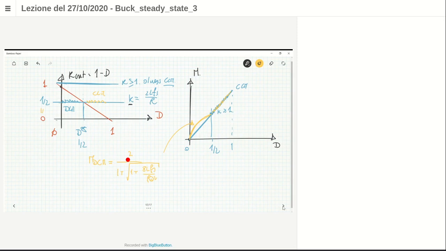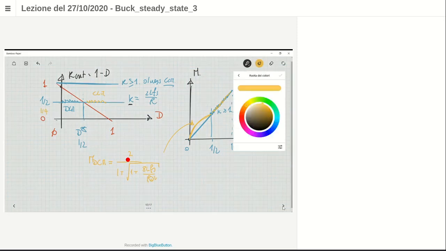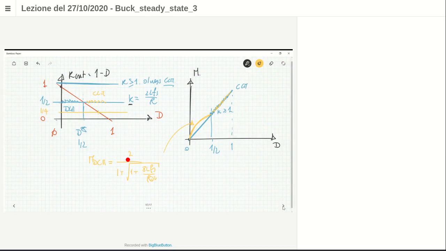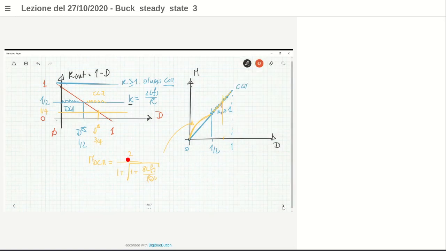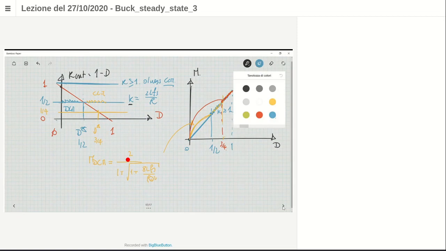What happens if you get K, which is 1/4? K is 1/4, you can have something which is here. So you have a duty cycle which is higher. Okay, here this duty cycle D star now is, say, 3/4. And for that kind of duty cycle, you have here DCM before, and then CCM. If the duty cycle is less than this value, then you can reach a situation in which you work in DCM.